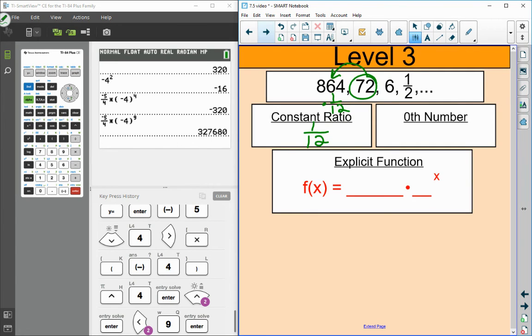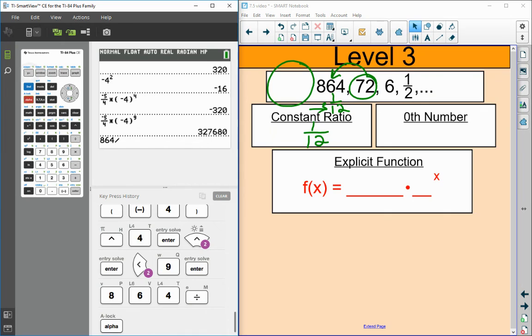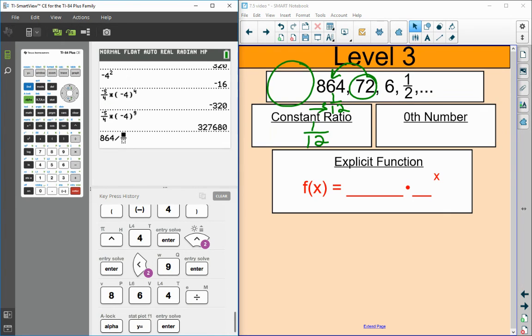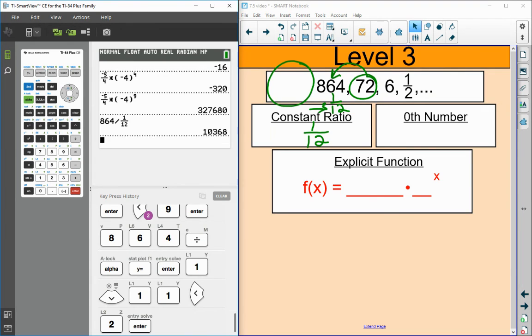Okay, so to go backwards to the 0th term, what are you going to do? We times by 1/12 to go that way, so we're going to divide by 1/12 to go the other way. So here, let's type that in. 864 divided by, and I'm going to use my fraction again because I like it. It just makes me happy to see it on the calculator screen, but I better type the right fraction, right? 1/12. Huh, it got bigger. So think about that. Should it get bigger? It should. And the reason why is because if you look at your pattern, doesn't it make sense that the number in front of it would be bigger than the next one?